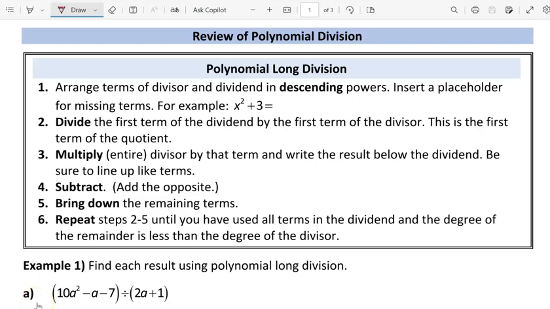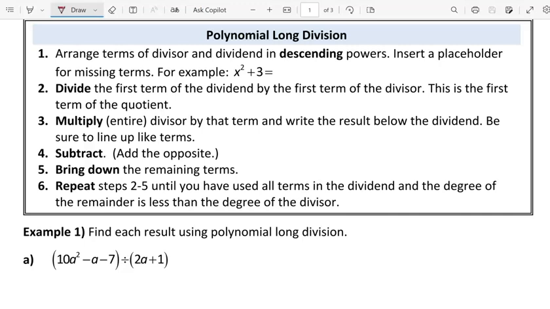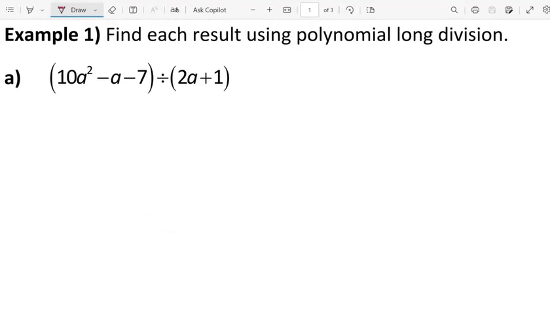This is a quick review of polynomial division, both long division and synthetic division. In long division, we'll do it the same way that we do with numbers. We'll divide and then multiply, subtract that result, and then bring down remaining terms. So let's see how that works with example 1.